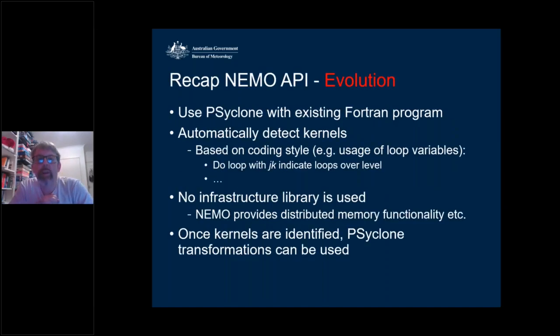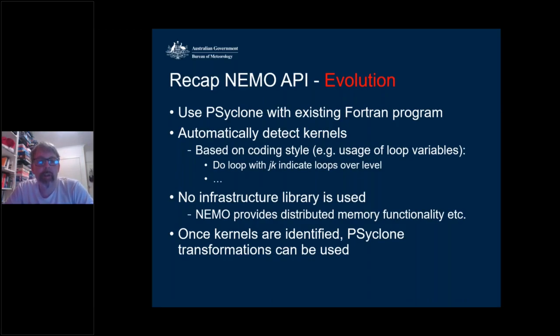This is a recap about the NEMO API. The idea is that this is evolution. You take an existing program and you convert it to use PSyclone. It automatically detects kernels, and you might remember that it's based on a very strict coding style, especially the usage of loop variables. So for example, a loop with a JK always indicates a loop over levels. There's no infrastructure involved, so whatever the application is already using for communication is what will be used. We're not introducing anything new there.